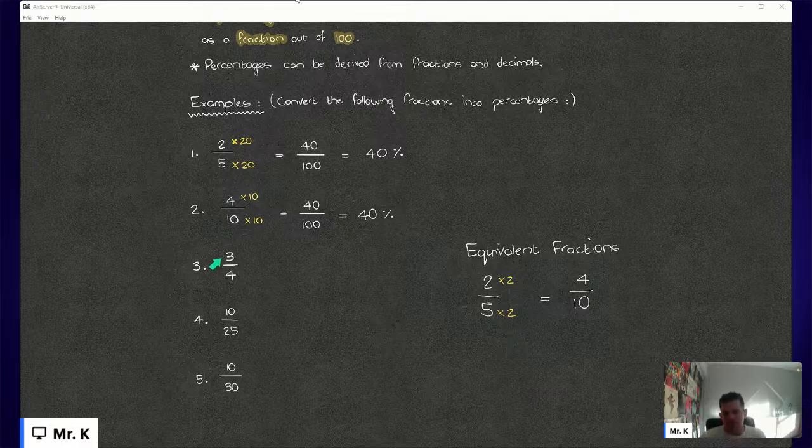How do I change this into a percentage? I need the denominator to be 100. How many times does 4 fit into 100, grade 7s? It may take some time to figure this out, but you'll realize that the number 25 is quite a common value to work with. 4 fits into 100 25 times. So if I multiply by 25 in the denominator, I'm going to do the same in the numerator.